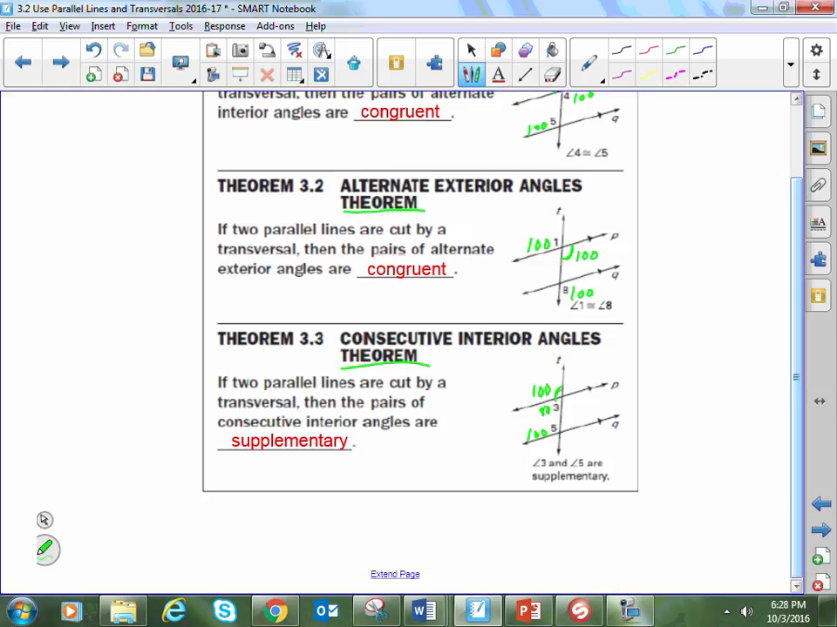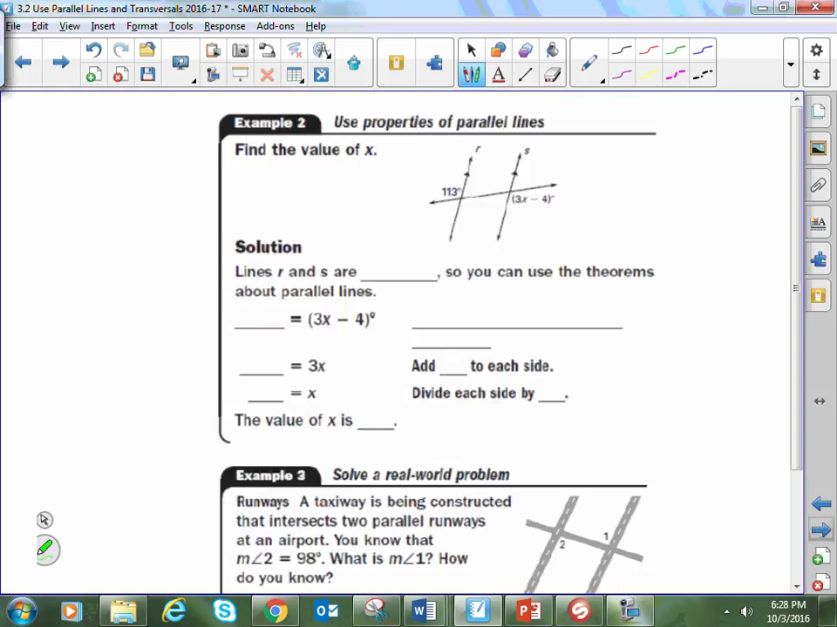Here I'm using a little bit of deductive reasoning to explain why these angles have to be the way they are. But we could also very much use constructions where we make the angles and actually measure them. So let's take a look and see how they're used.